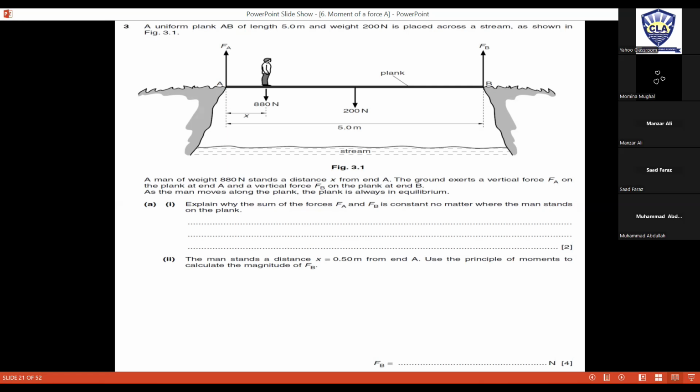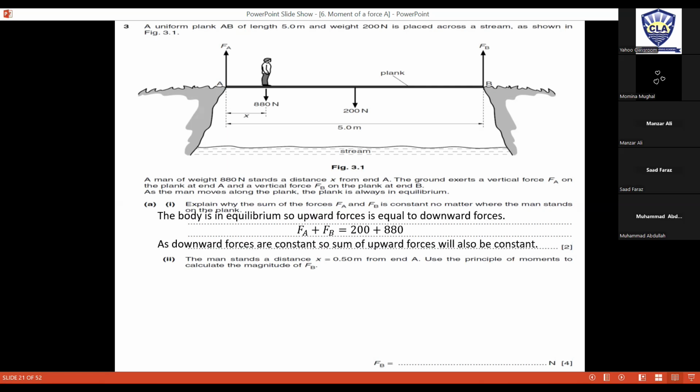Because the object is in equilibrium, upward forces will always be equal to downward forces. The upward forces are Fa and Fb, and the downward forces are 880 and 200. So their sum will always be equal to 880 plus 200. So they will always be constant no matter where the man stands, because his weight will be vertically downwards.